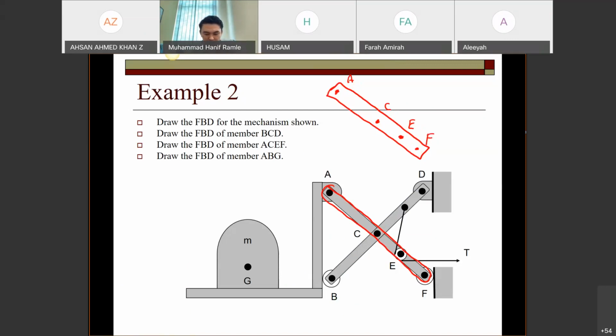Again, you have to determine the reactions at every single point. Point A is a pin, so we know that the reactions are 2. C is also a pin, so Cx and Cy. For E, how many reactions at E?